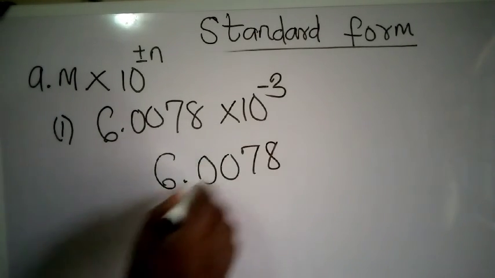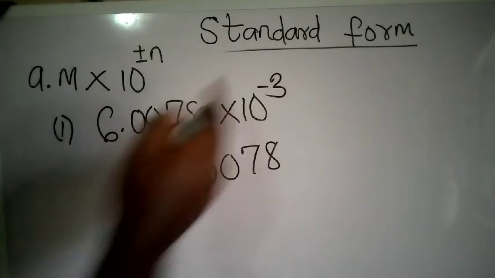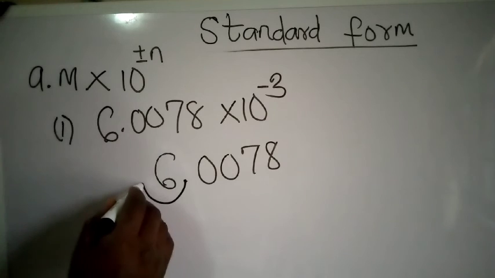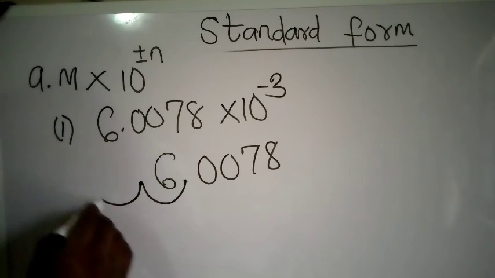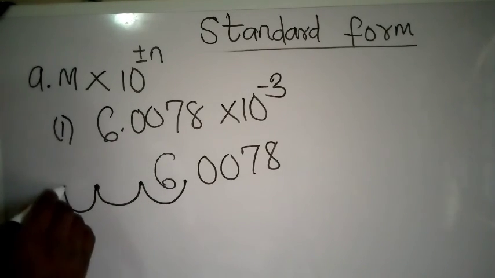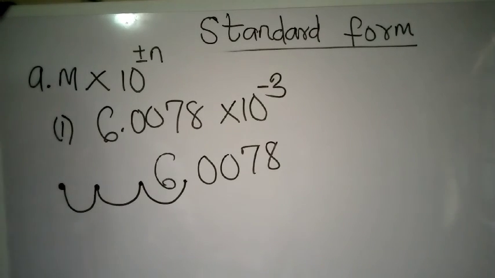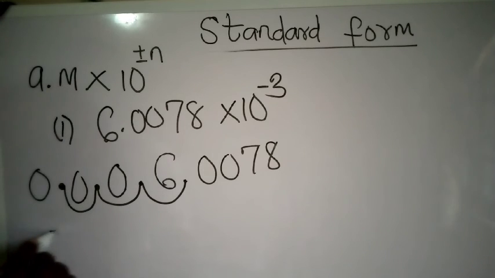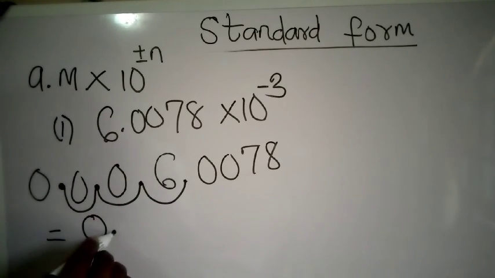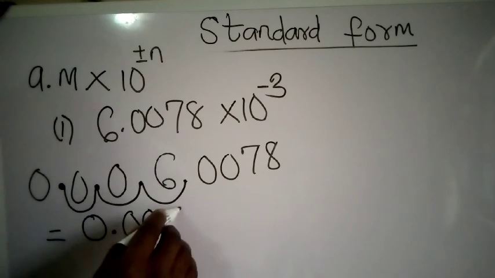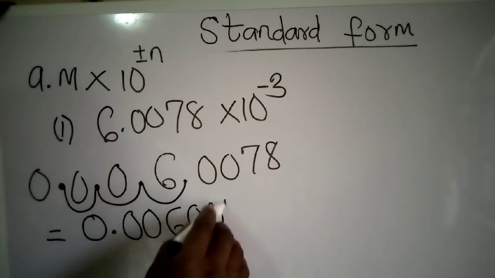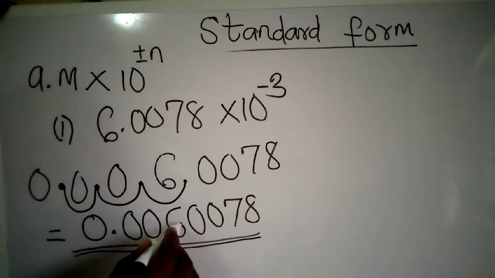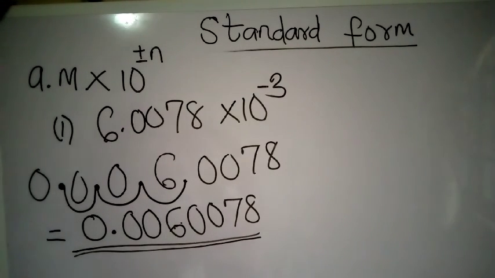I have this number 6.0078. I'm to move this decimal point to the left because the 10 is raised to a negative number. I'll move it to the left 3 times. 1, 2, and 3. This is the new position of the decimal point. I fill up these places with 0 and 0. That will give me a final answer of 0.00600078. I've expressed this number in standard form as an ordinary number.